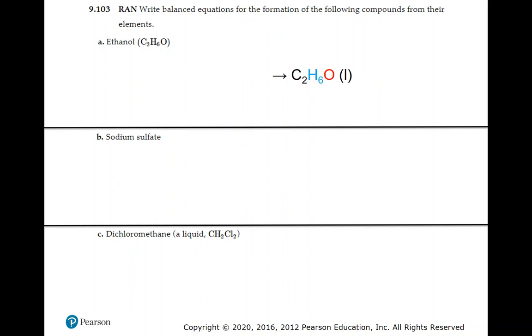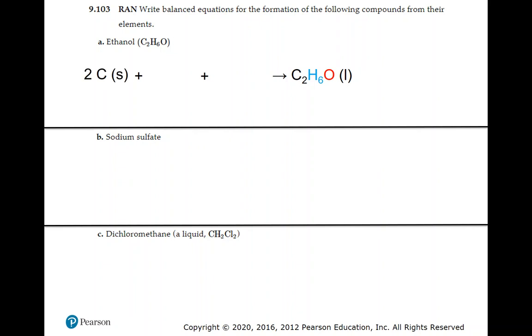Now, if we look at the formula for ethanol, we can see that we have carbon in black, hydrogen in blue, and oxygen there in red. So we're going to need to have as reactants the appropriate amounts of carbon, hydrogen, and oxygen as pure elements in their standard states. So we can see that in our 1 mole of ethanol, we have 2 moles of carbon atoms, 6 moles of hydrogen atoms, and 1 mole of oxygen atoms. And so our three reactants are going to be carbon, hydrogen, and oxygen in their standard states.